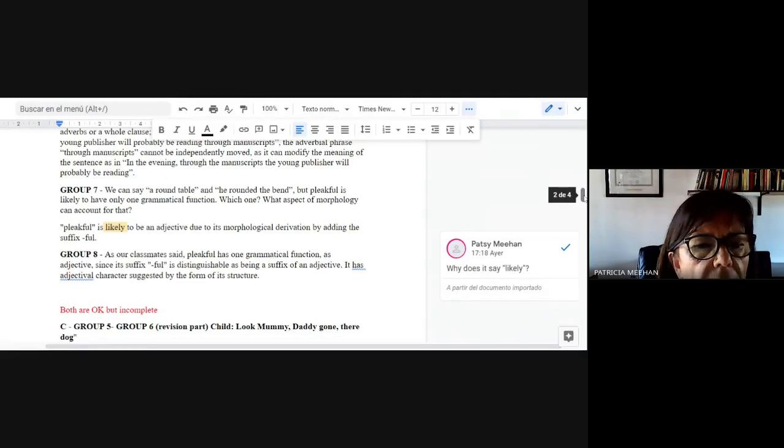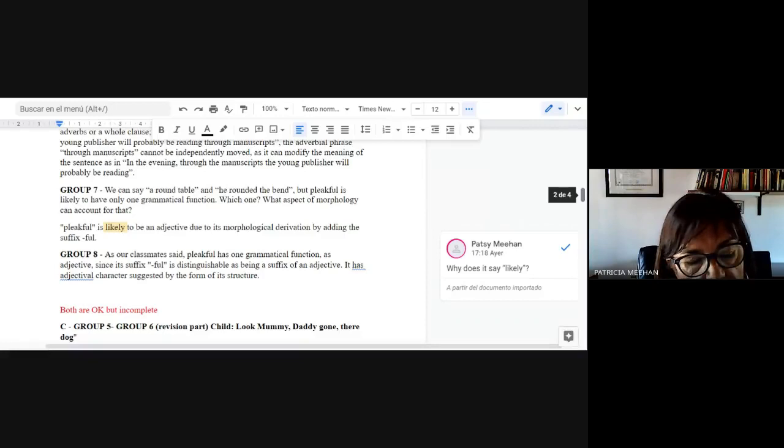Number 7. This one, for example, we can say a round table or he rounded the bend. So round as an adjective, rounded as a verb. But plikful is likely to have only one grammatical function, but it says is likely to have one grammatical function. It doesn't say only has one grammatical function. Is likely. Which one? And you say plikful is likely to be an adjective due to its morphological derivation. But why does it say likely? Why doesn't it say, plikful does have only one grammatical function?